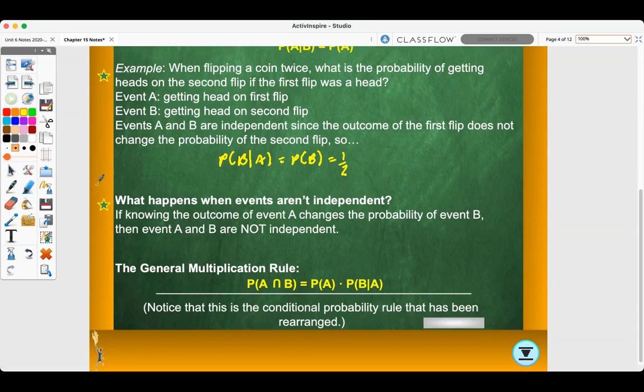What happens when events aren't independent? If knowing the outcome of event A changes the probability of event B, then events A and B are not independent. And you would use the general multiplication rule. The probability of A and B equals the probability of A times the probability of B given A. Notice that the conditional probability rule has been rearranged. And this is always true.